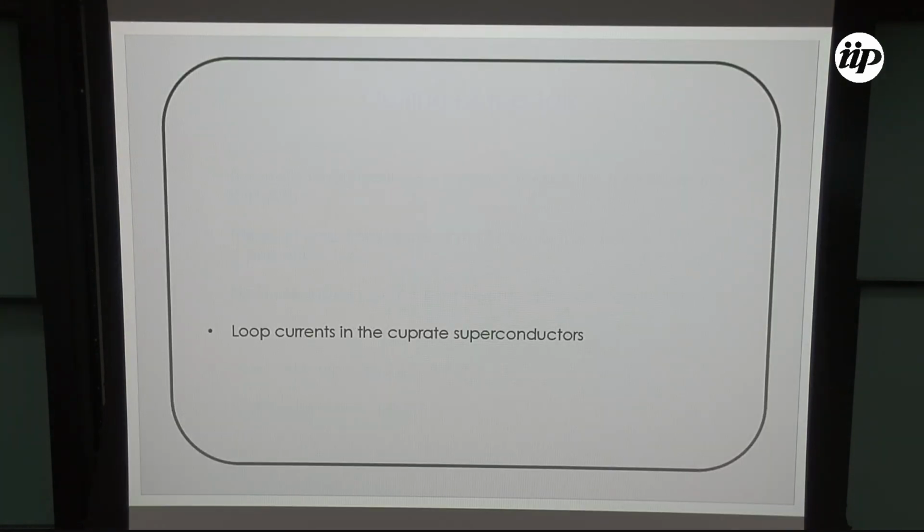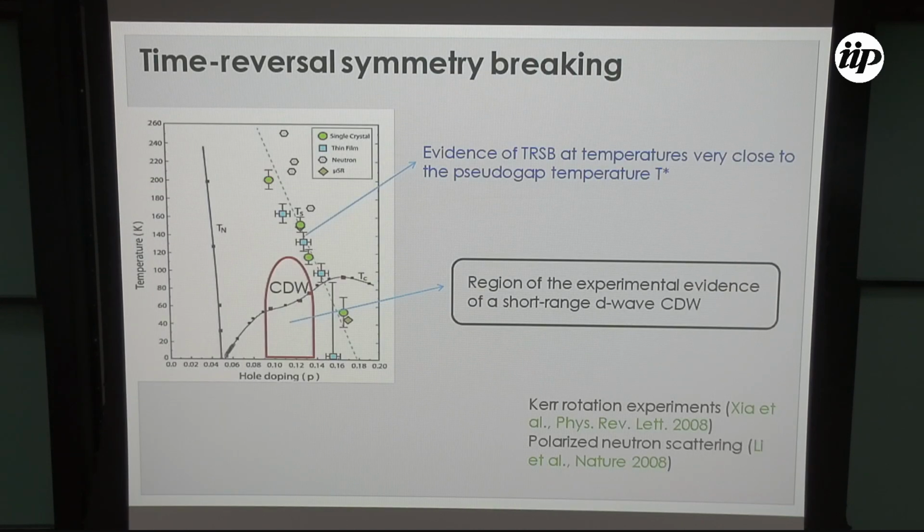Okay, so now I'll change gears a little bit. I'll still talk about cuprates, but I'll mention very briefly some evidence of a new phase in these materials, which is the so-called loop current phase here. And this was done by two different groups. This is the group of Kapitulnik, where they did Kerr rotation experiments, and they see an evidence of time reversal symmetry breaking at temperatures which are very close to T star here.